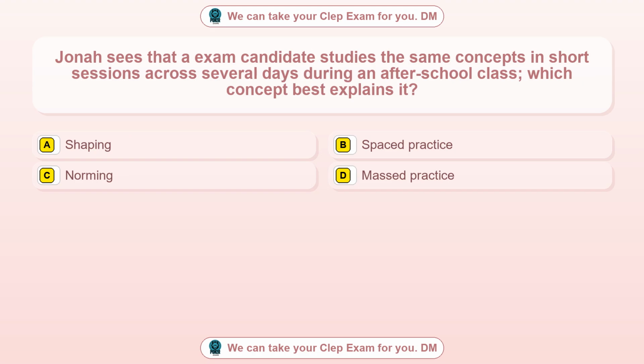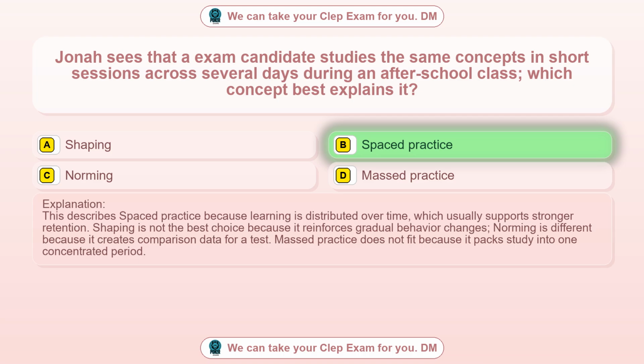Question 38. Jonah sees that an exam candidate studies the same concepts in short sessions across several days during an after-school class. Which concept best explains it? Option A, shaping. Option B, spaced practice. Option C, norming. Option D, massed practice. The correct answer is option B, spaced practice.